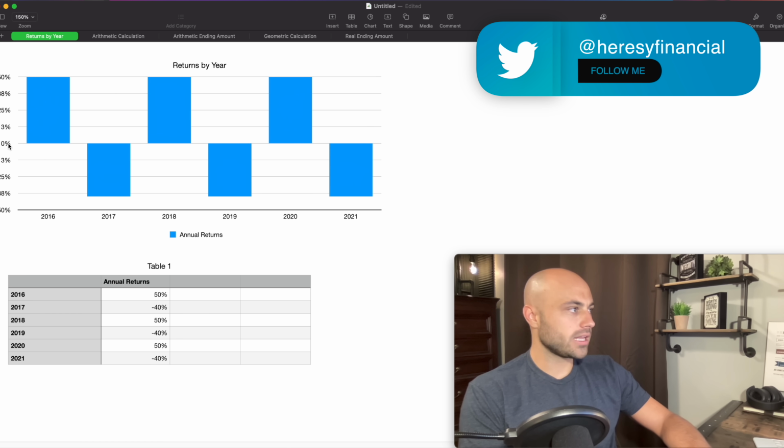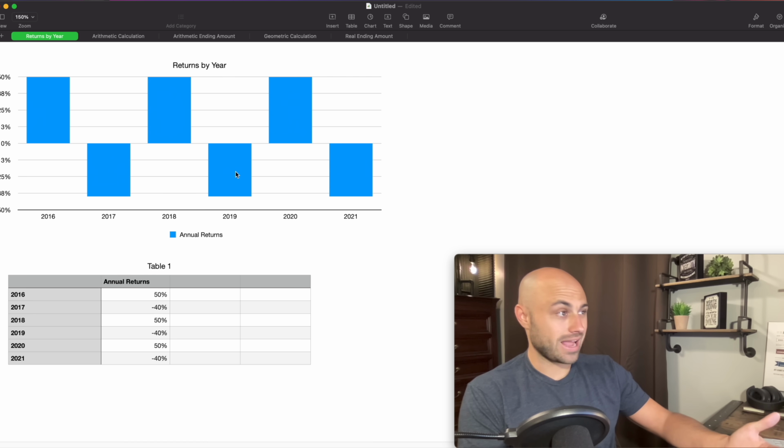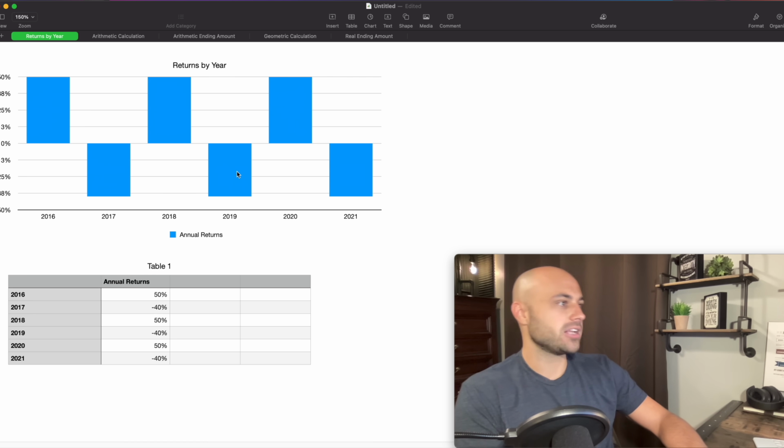And so if you're looking at this, the 0 line here is going right through the middle. So you can see, I apologize, it's the same color for the down years. I didn't know how to change the color there, so I just left it.